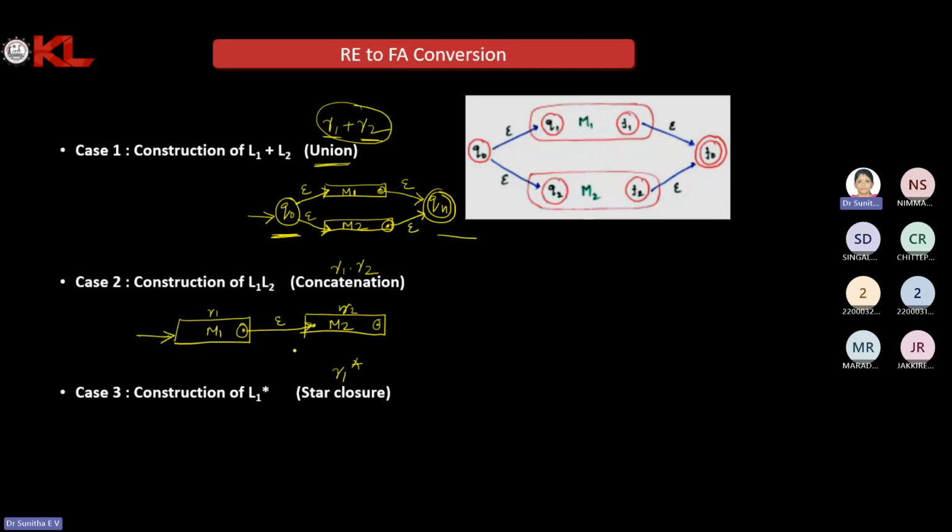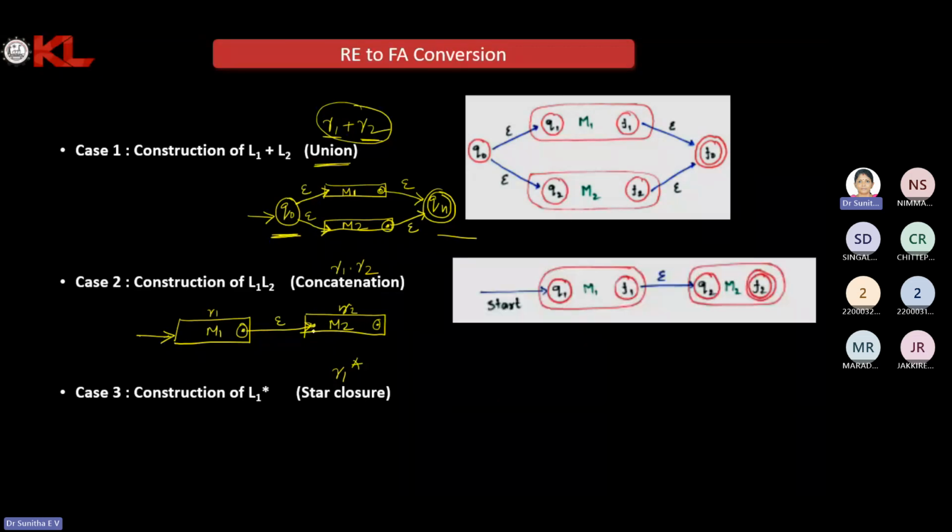This is simple. You just draw the two machines one by one and connect the final state of the first machine to the initial state of the second machine, like this. Then the star closure. For drawing the star closure, first you draw the machine for R1. This is its initial state and this is its final state.